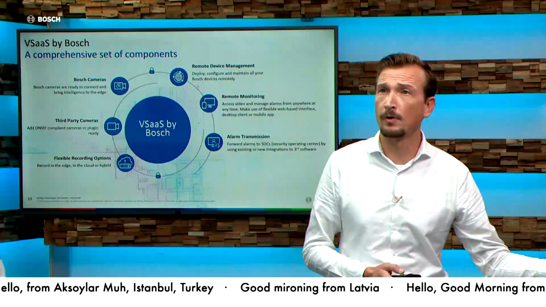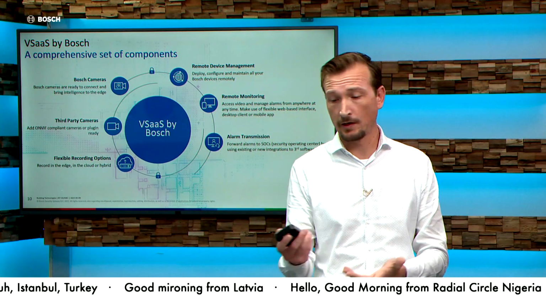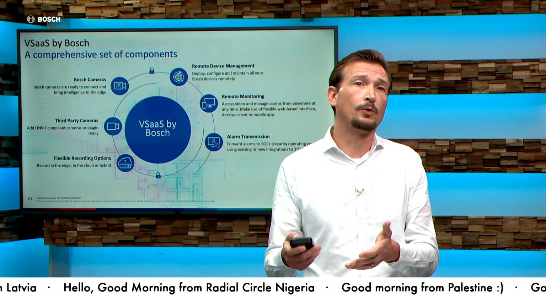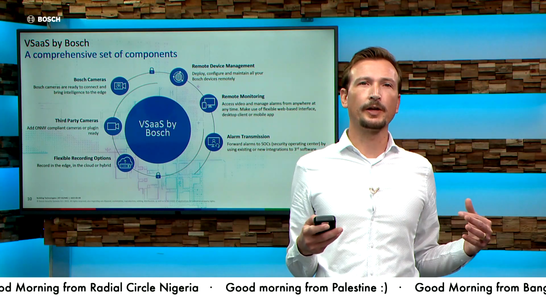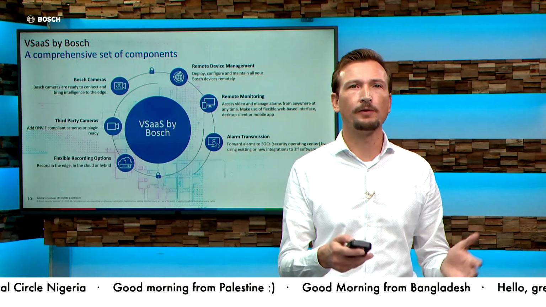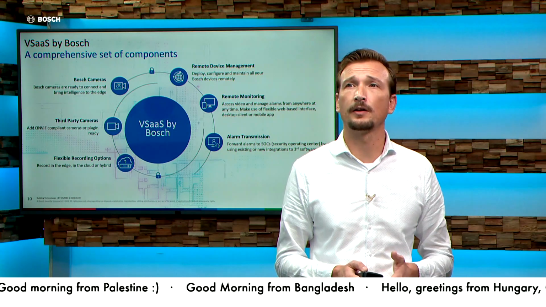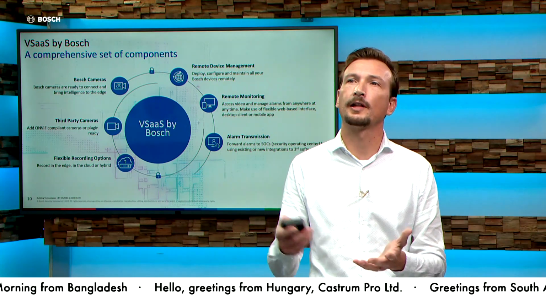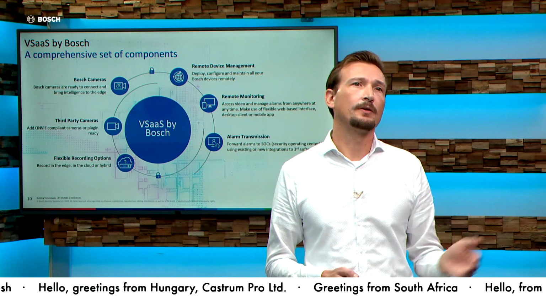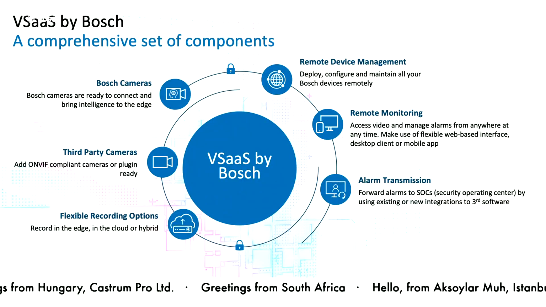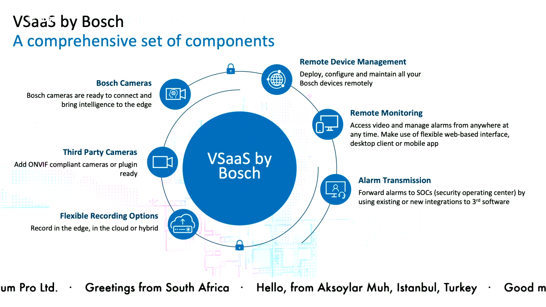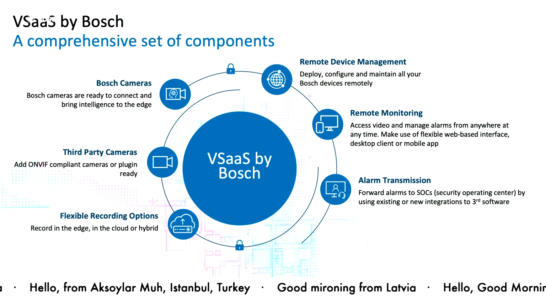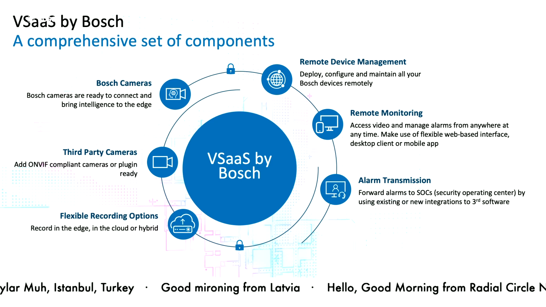Maybe you want to use a web browser interface. Maybe you want to use your smartphone to receive alerts. That's also possible. We are not only talking about self-monitoring; if you need to integrate with third-party software, maybe you have a security operations center company that is managing all your events, then you can integrate with that and we can forward the alarms to them. On the left, not only Bosch cameras but also third-party cameras. Our cloud is ONVIF compliant, and we also bring some plugins for specific brands that make it even easier to connect to our solution.